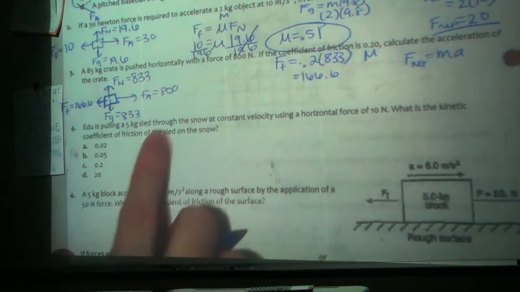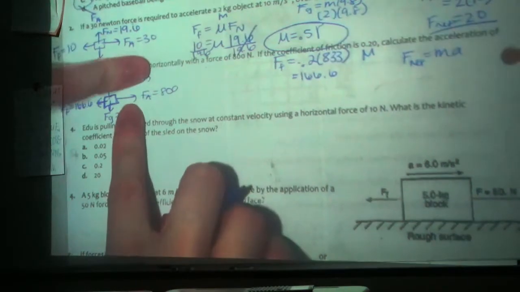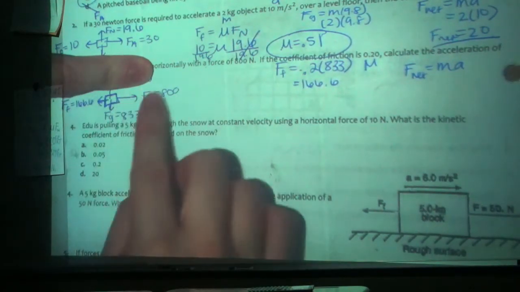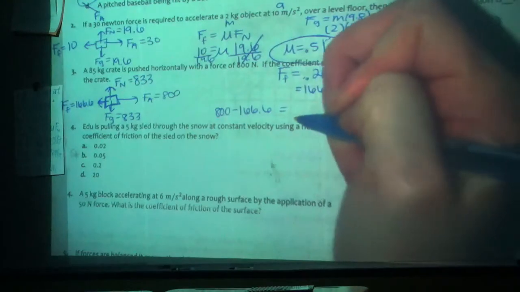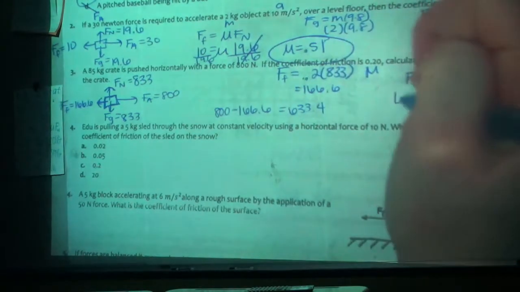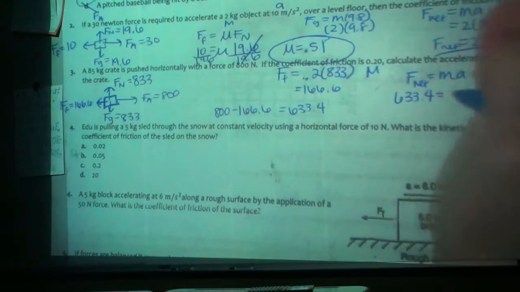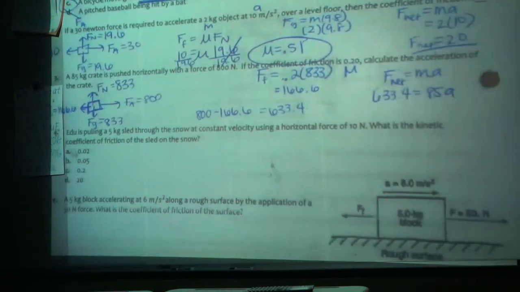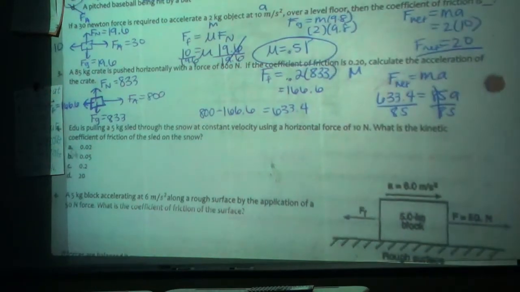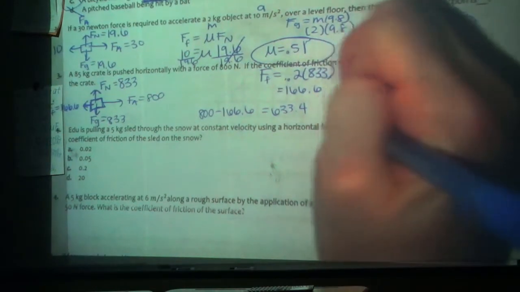To find the net force, that's the total up and down. These are going to completely cancel out. And then 800 with 166 the other way, I would subtract them. So you get 800 minus 166.6 gives me my net force is 633.4. And now you just plug in. 633.4 equals my mass, 85A. I'm trying to get A by itself, so I divide the 85 over. That gives me an acceleration of 7.45.